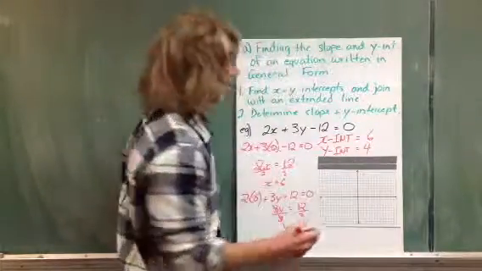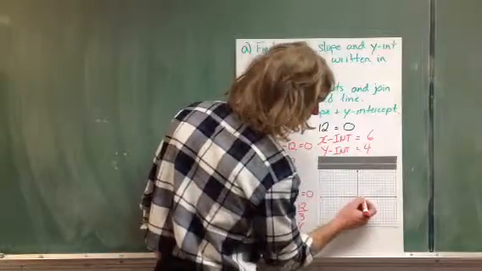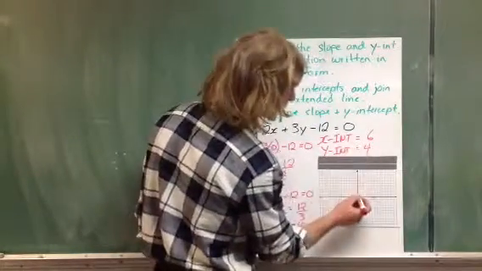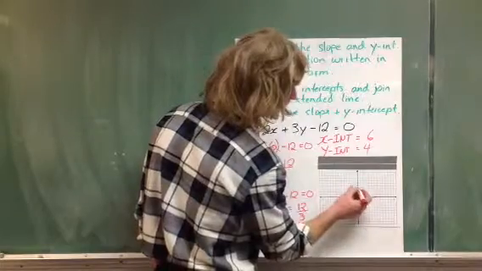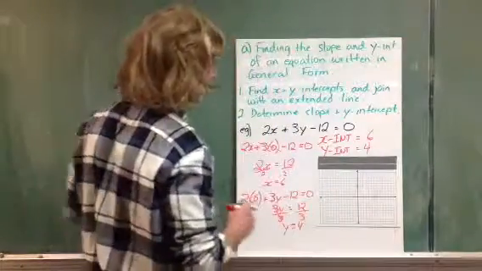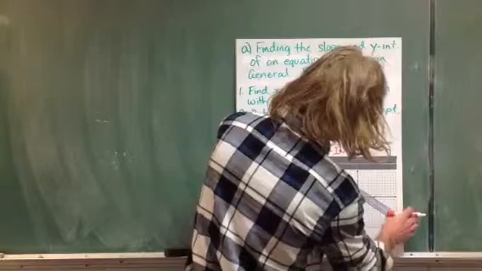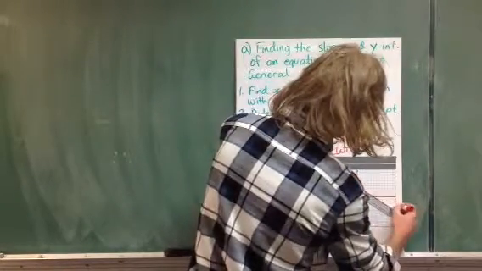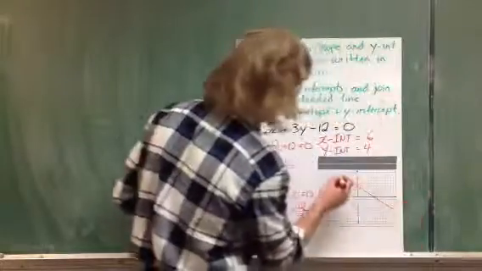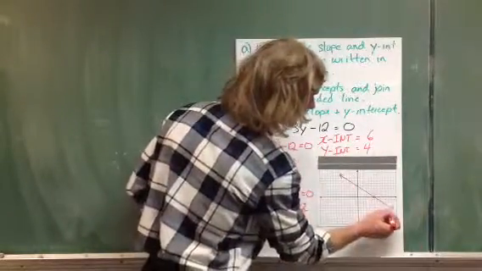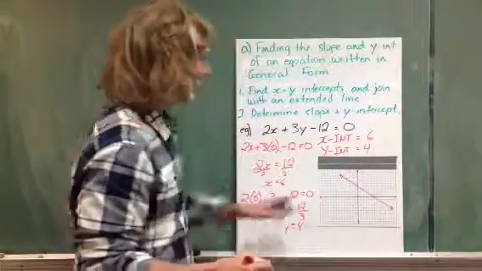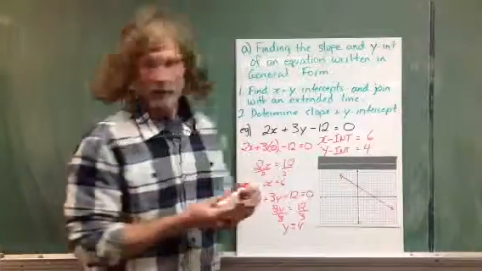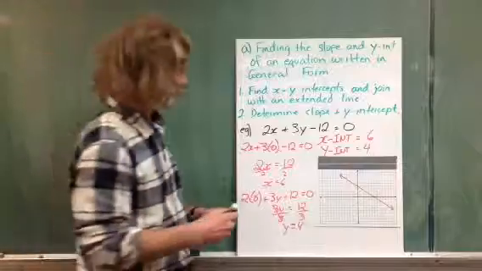So now if I graph that, the x-intercept 6: 1, 2, 3, 4, 5, 6. And the y-intercept is 4: 1, 2, 3, 4. There we go. And I can join those with an extended line. And voila. Now I can use that graph in order to find the slope and the y-intercept. Let me change colors here, just so it's not too confusing.